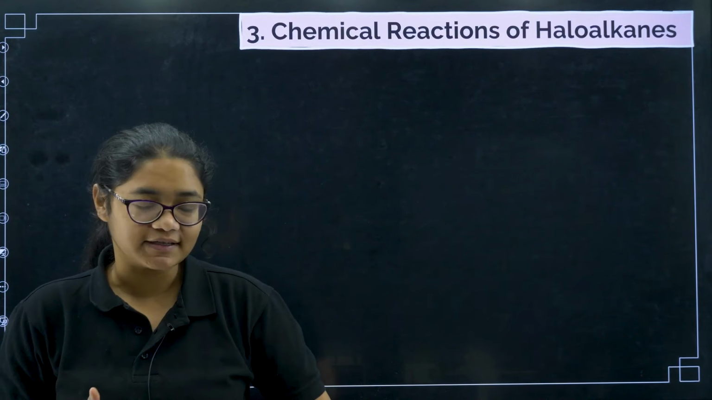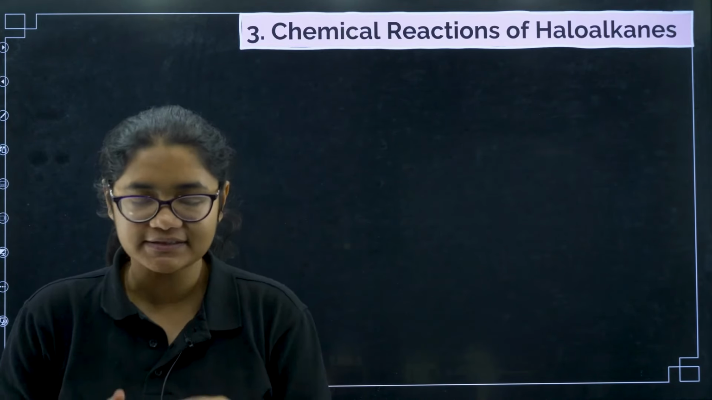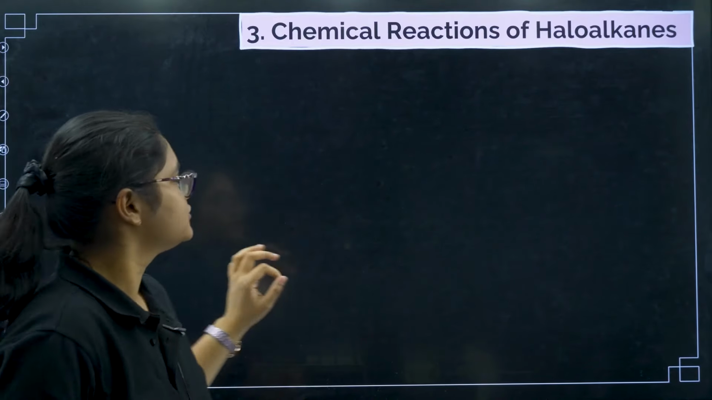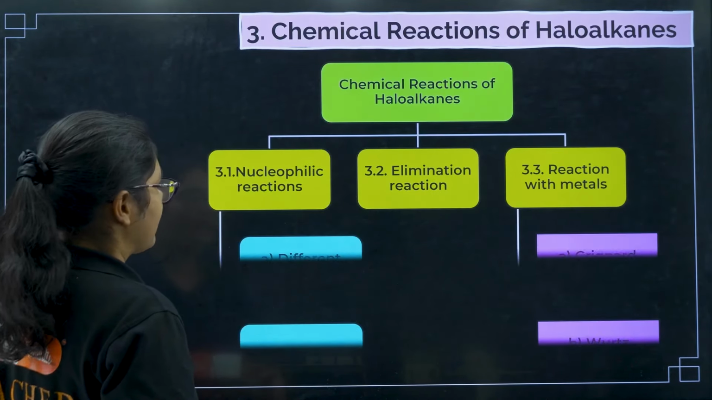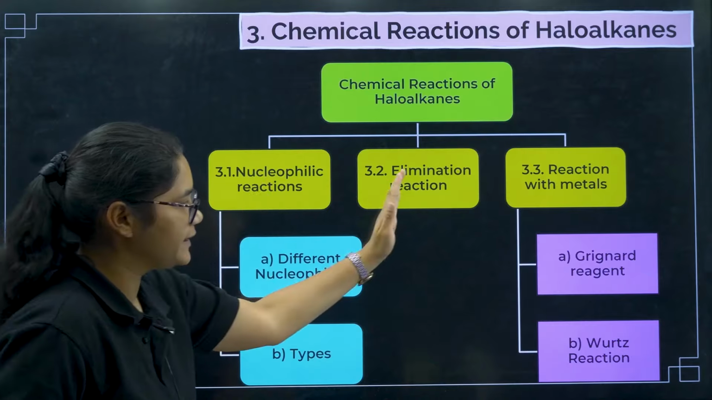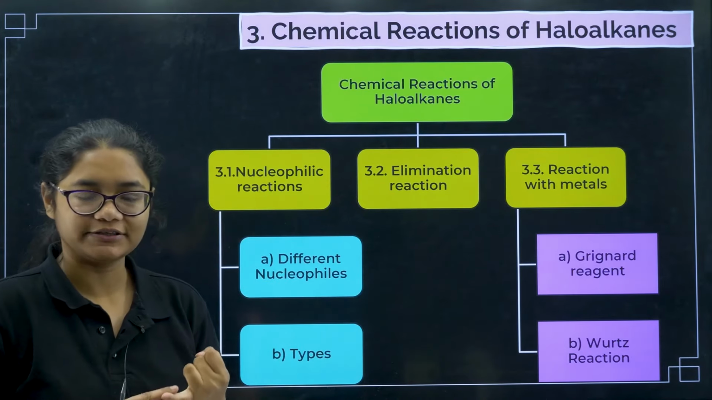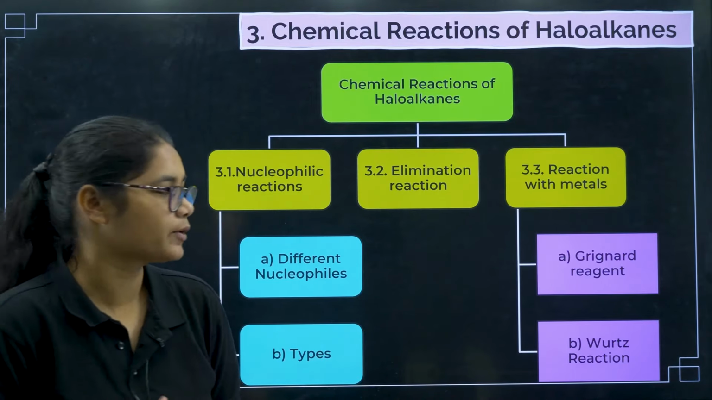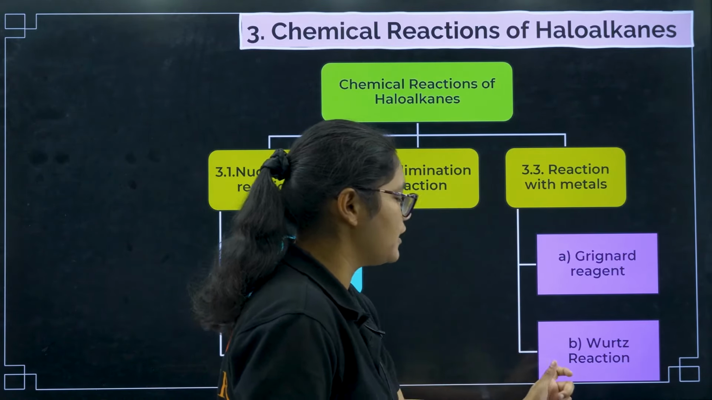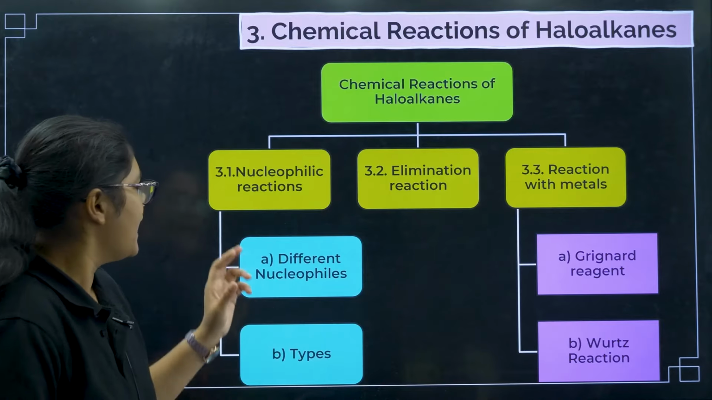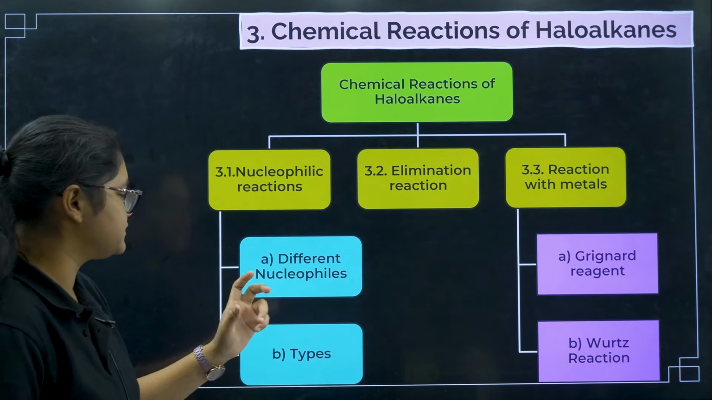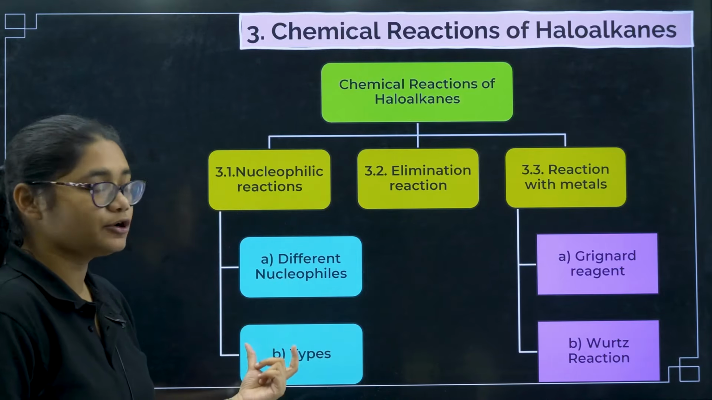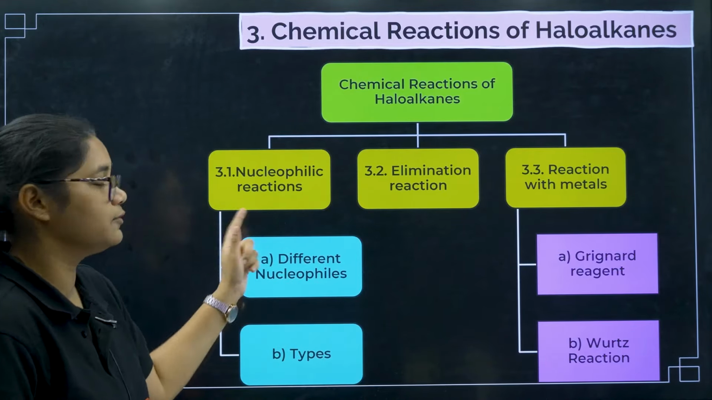So students, we have now discussed the preparation of haloalkanes and haloarenes. Now we will talk about the chemical reactions of haloalkanes. There are three types of reactions. First is nucleophilic reactions, then elimination reactions, and then reactions with metals. Under reactions with metals, we have Grignard reagent and Wurtz reaction. Under nucleophilic reactions, we will be studying different types of nucleophiles that can react with haloalkanes, and the types of nucleophilic reactions.